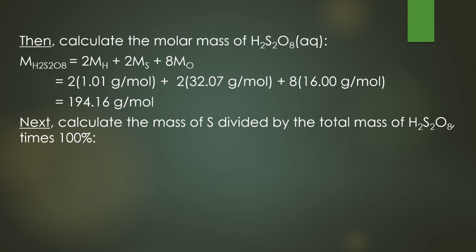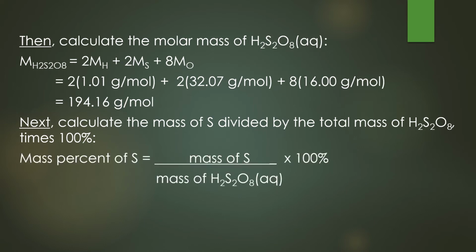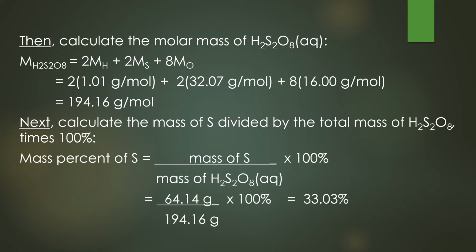So to find the percentage of sulfur in that, you take the mass of the sulfur, divide it by the total mass of the compound times 100%, remembering that there are 2 sulfur atoms. So you have to do 2 times 32.07 grams per mole. So you get 64.14 grams divided by the total of 194.16 grams times 100%. And that means in this compound, sulfur only makes up 33.03% of the mass.